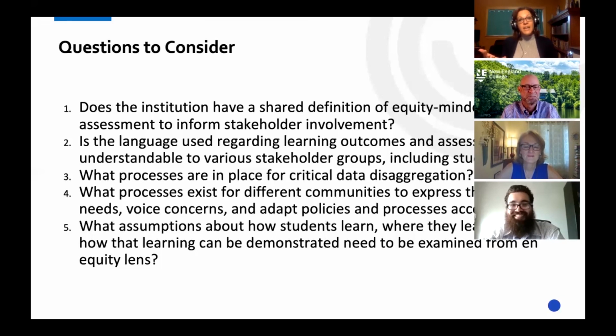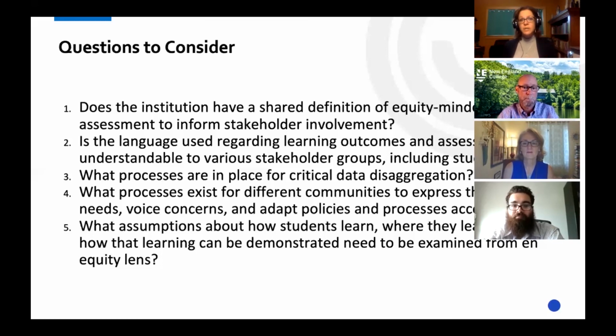But once you understand how to do that data disaggregation, what are the processes and places where different communities can express their needs and voice concerns? And are those heard? And what happens? Do we adapt policies and processes accordingly? Or do we say, thank you very much for telling us that, we're still going to do this over here? And so the idea of sharing voice becomes different. So thinking about, like the ripple effect mapping method, how do we ensure that people are there, we're hearing that voice, and we're actually hearing what's being said and not going through to mark off that stakeholders have been involved?